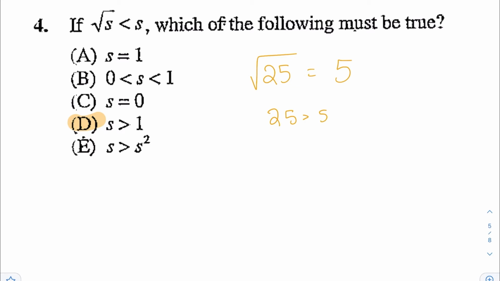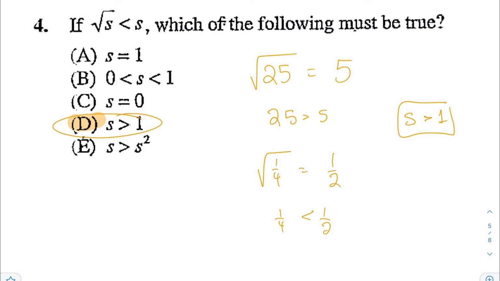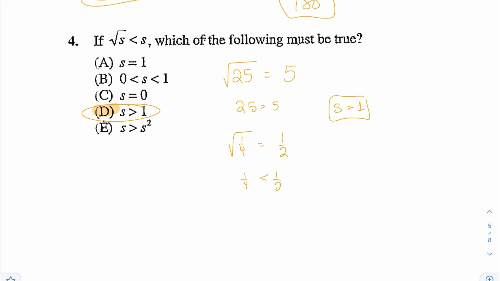So eventually, though, if you get to, let's say, the square root of 1/4, that's going to be equal to 1/2. And here, 1/2 is actually greater than 1/4. So if the number s is greater than 1, choice C, if it's a whole number greater than 1, then this would be true. So here you can just plug in numbers to test it out.